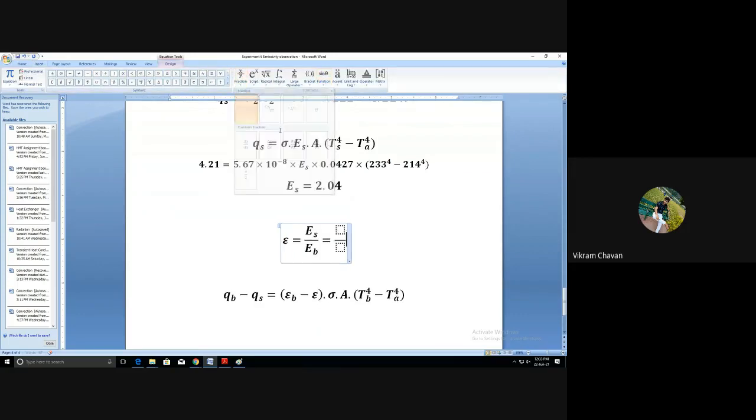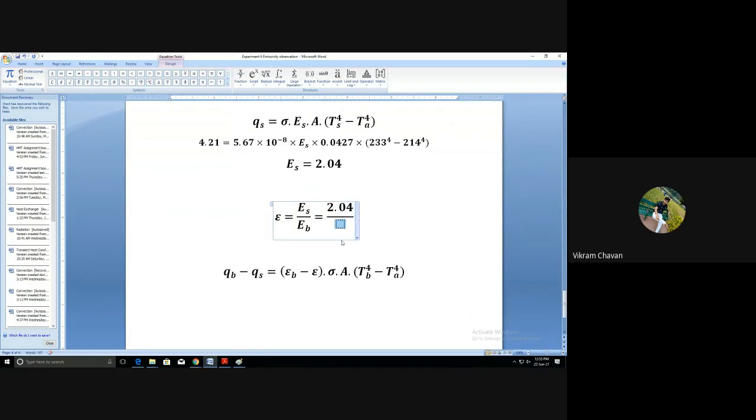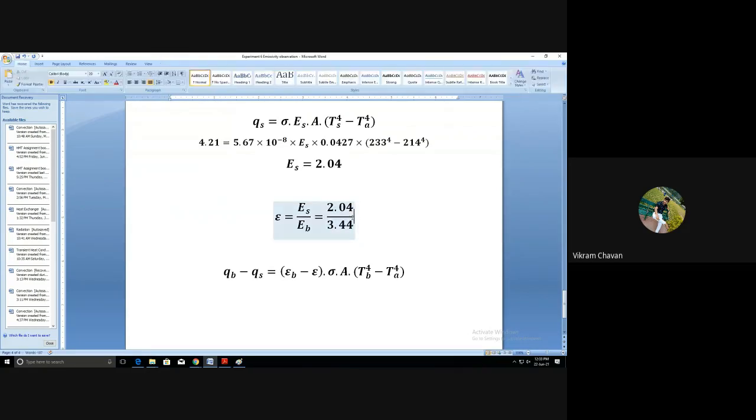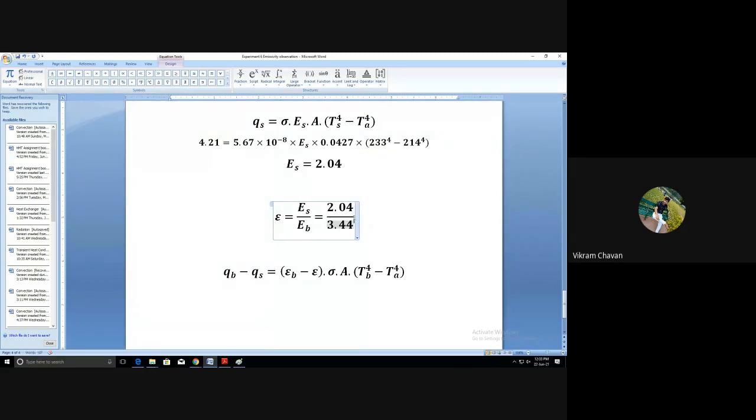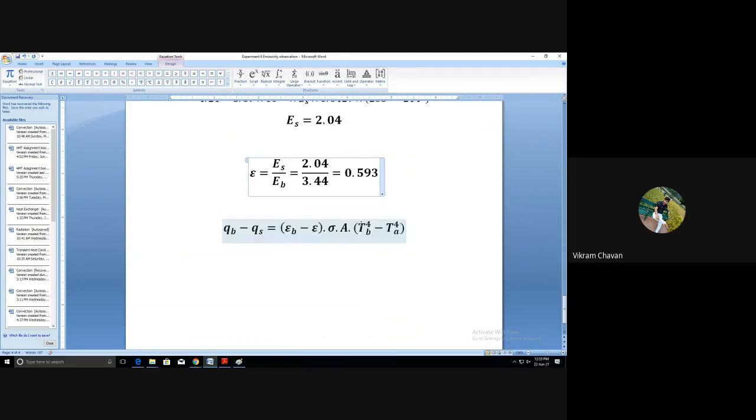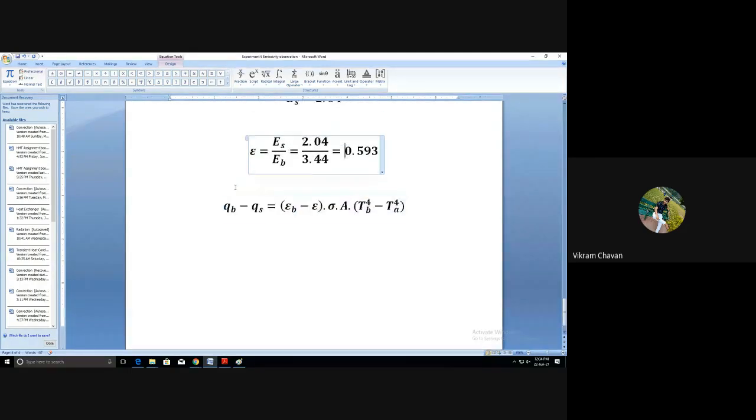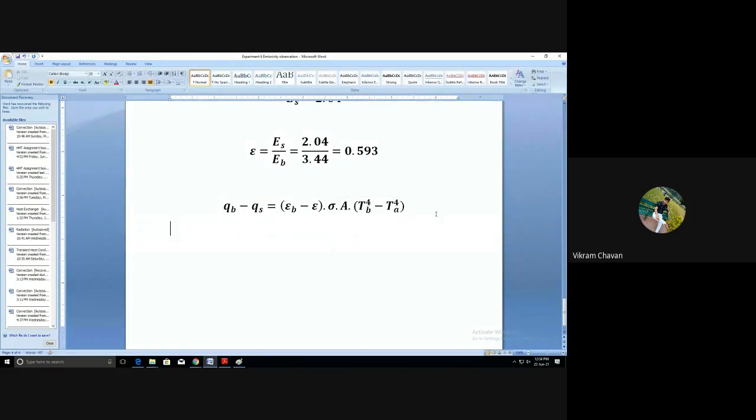Emissivity. So E suffix S is 2.04 and E suffix B is 3.44. So how much is it equal to? 0.593. Okay, 0.593. So that is the calculation. We have got the emissivity for the gray body. Similarly, if you use this formula, just put in the values and you will get the emissivity by another method.